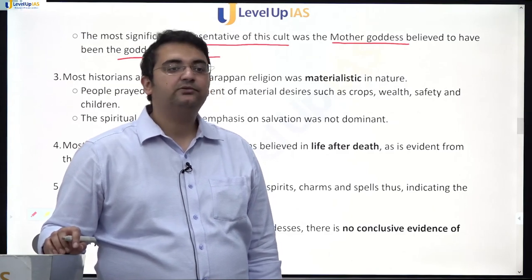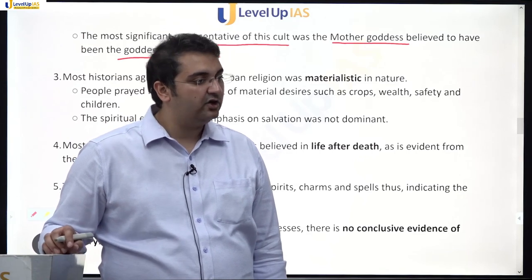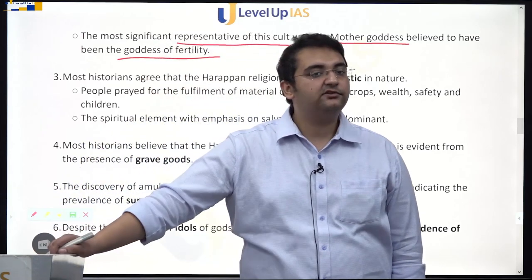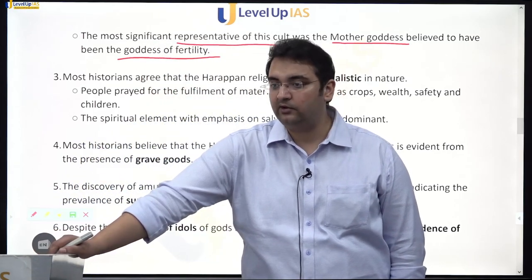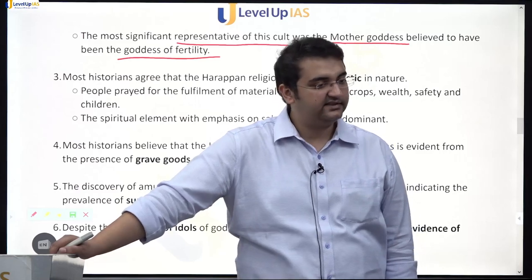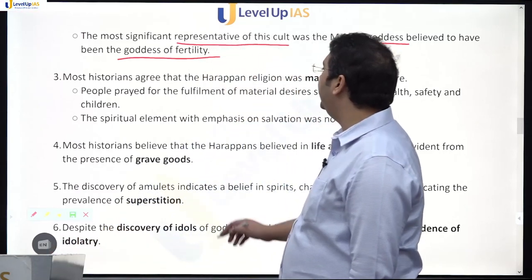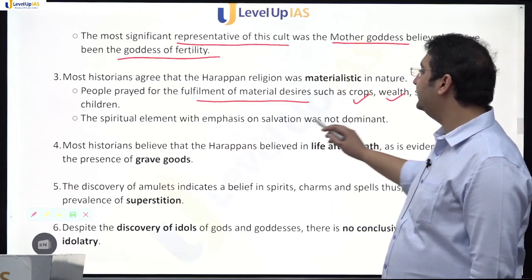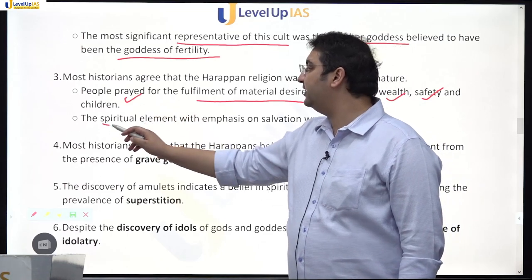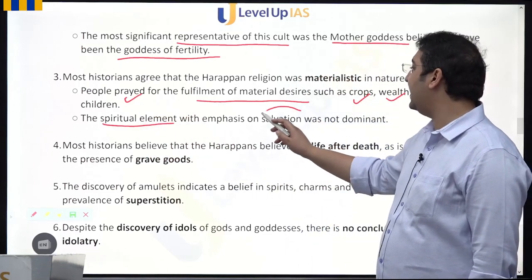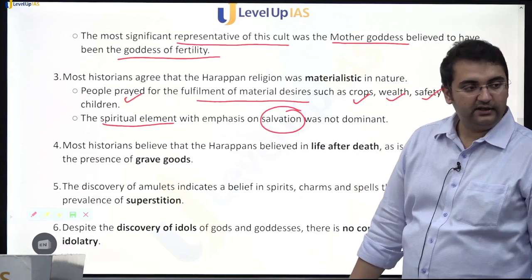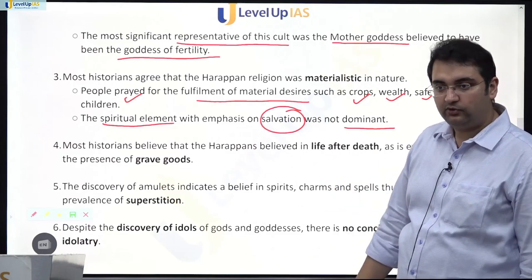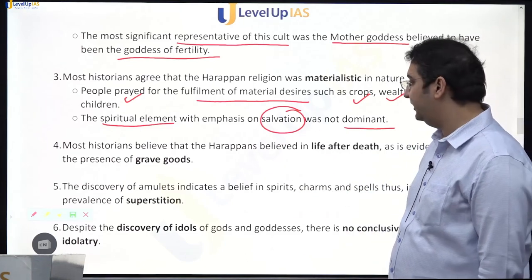Because their existence was dependent upon natural phenomena. So they would ask for blessings from nature. They would ask for good rains, frequent floods, but not excessive flooding, etc. Things like that. So people prayed for the fulfillment of material desires such as crops, wealth, safety and children. The spiritual element with emphasis on salvation was not dominant. Okay? So the ideas such as salvation, oneness with God, closeness to God, etc. These things you will not find. Achha.